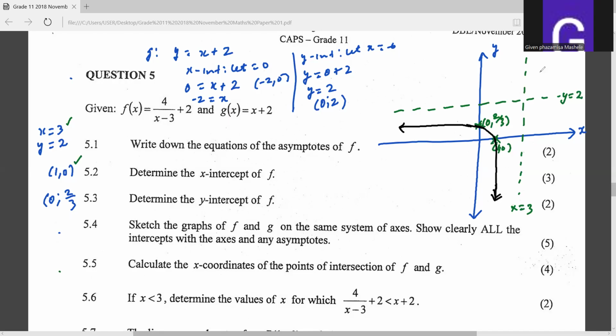Then another one, we know it should be on this side. So also it must move parallel to the asymptote. Let me just draw it nicely. Then now let's sketch the G.